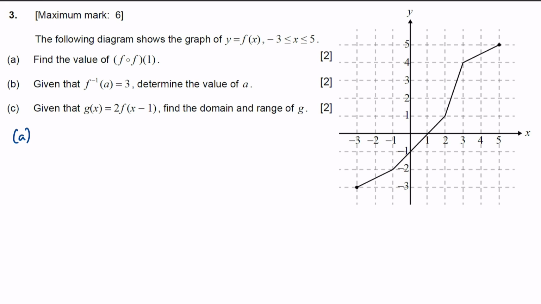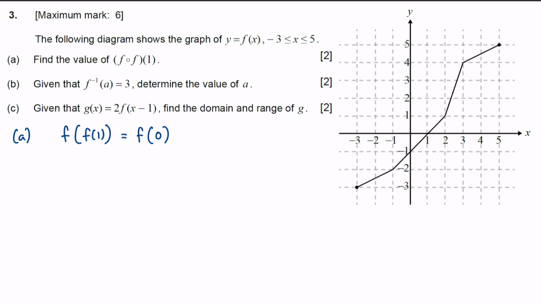Okay, so this notation is not so nice. I prefer to write it in this way. I basically evaluate what f of 1 is, and I take that value and evaluate it in f again. So let's read the graph. f of 1 is 0, because when x equals 1, y equals 0. So this is the same as evaluating f at 0.